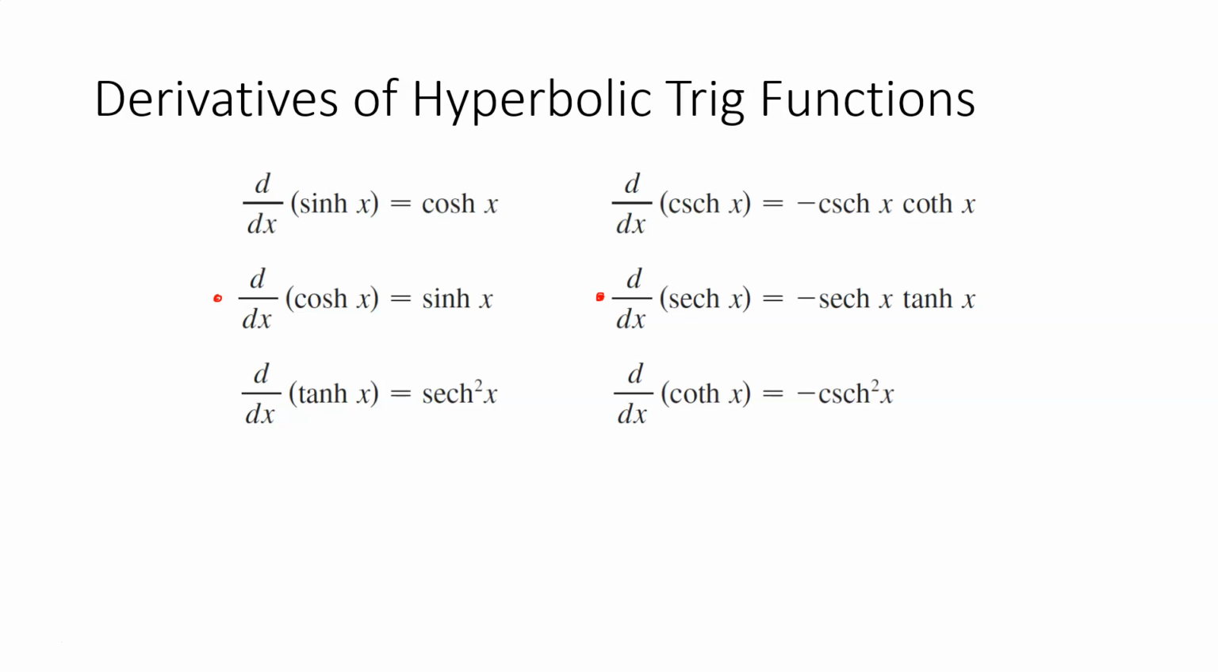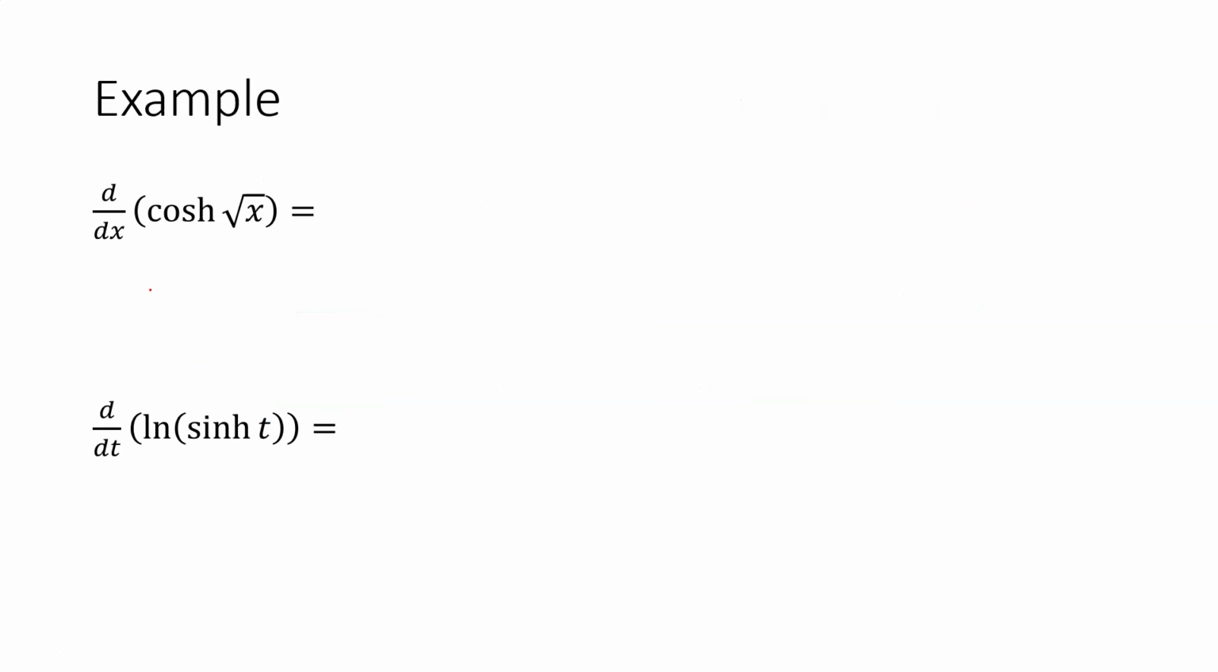Otherwise, the other ones are going to be very similar, like the derivative of hyperbolic tangent is hyperbolic secant squared. And the other ones are the same. So those are the only ones that are a little bit different, but just barely different. So let's practice using these formulas.